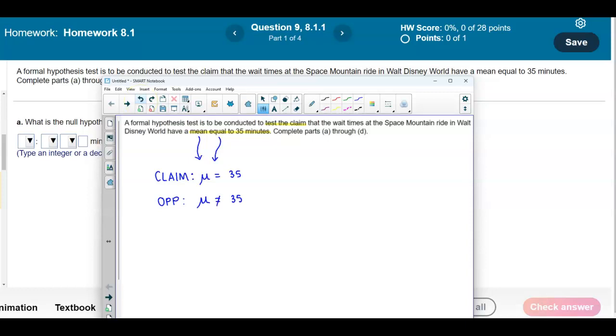Now we can determine what is going to be the null hypothesis and the alternative hypothesis. Recall that the null hypothesis is always going to contain the equal sign. This represents the null hypothesis, and this represents the alternative hypothesis.